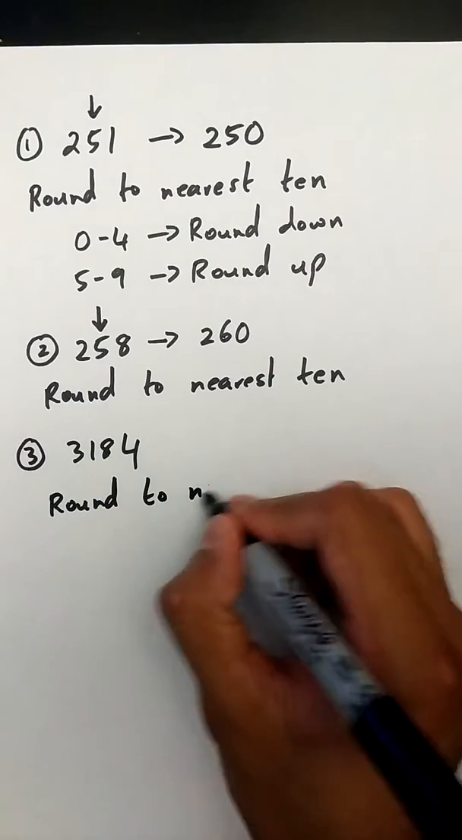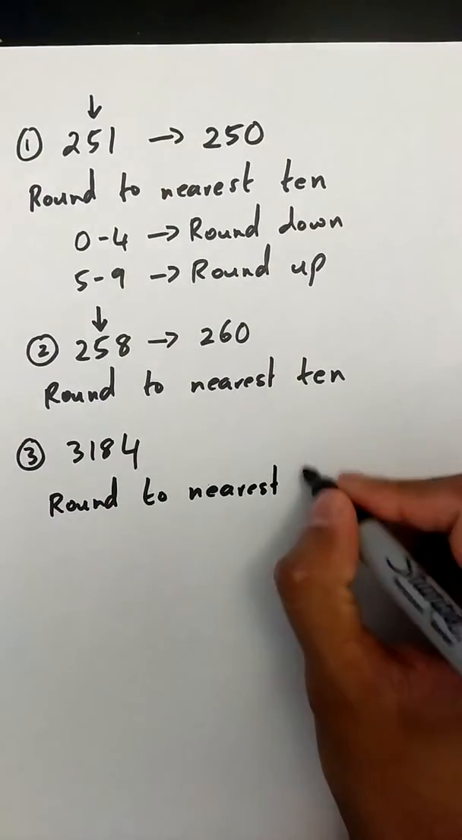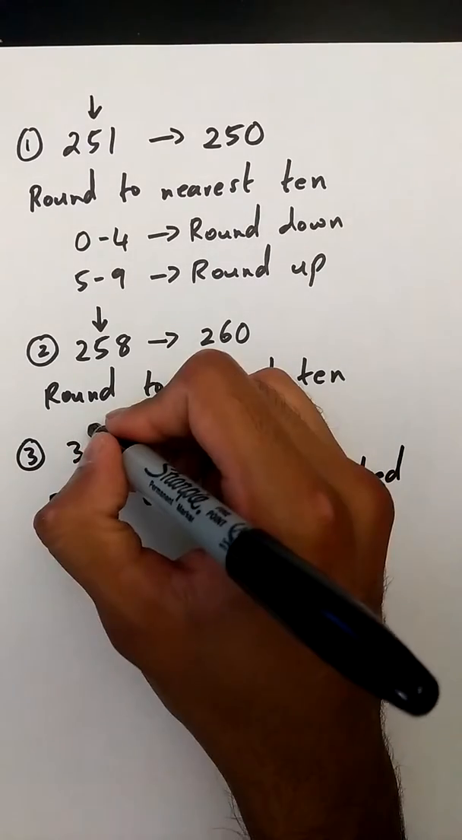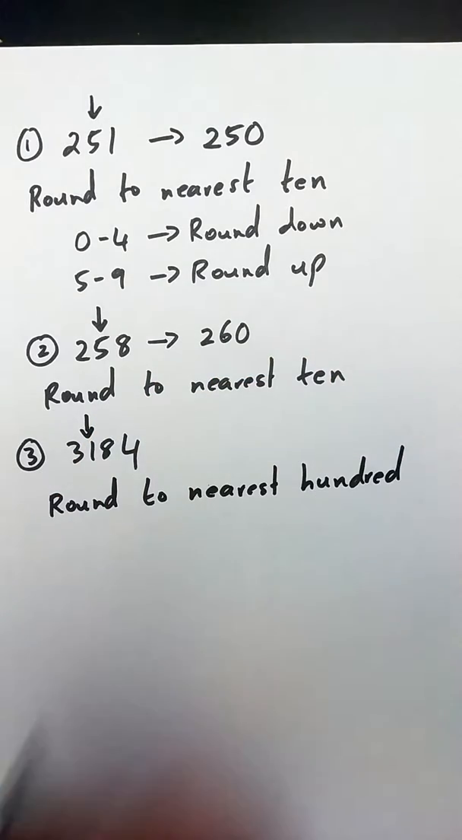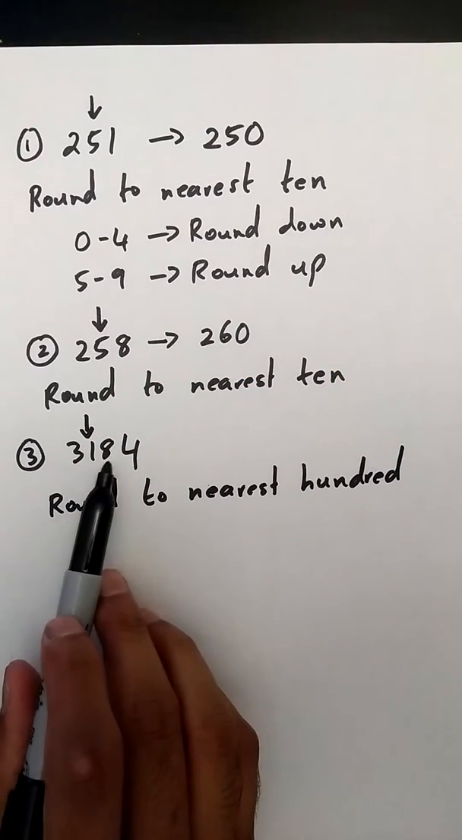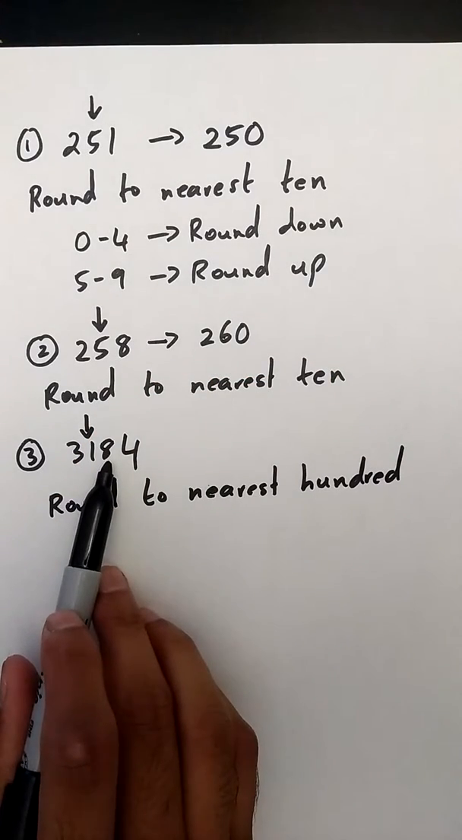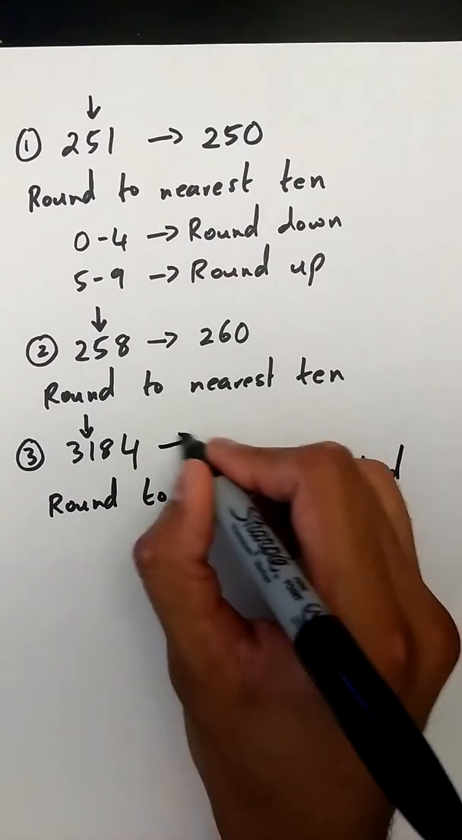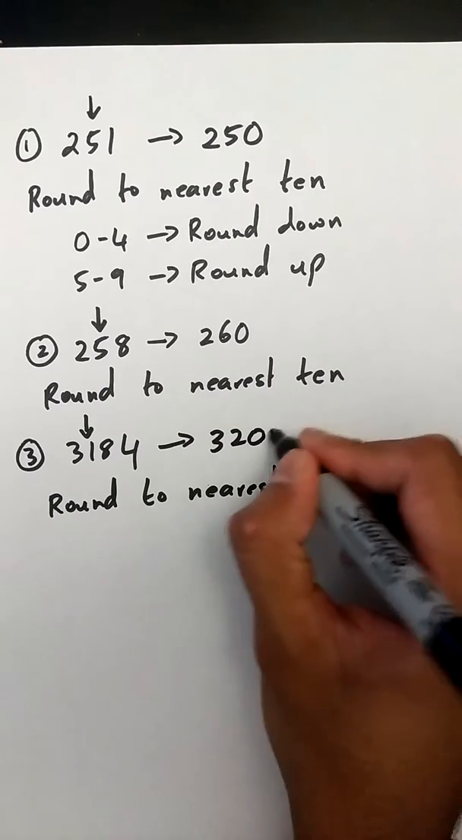This next problem, we're going to round to the nearest 100. I'm looking at this number here, that's where my 100 is. Look at the next number, it's an 8. So again, I'm going to round this number up and I'm going to add 1 to it. That's going to round to 3,200.